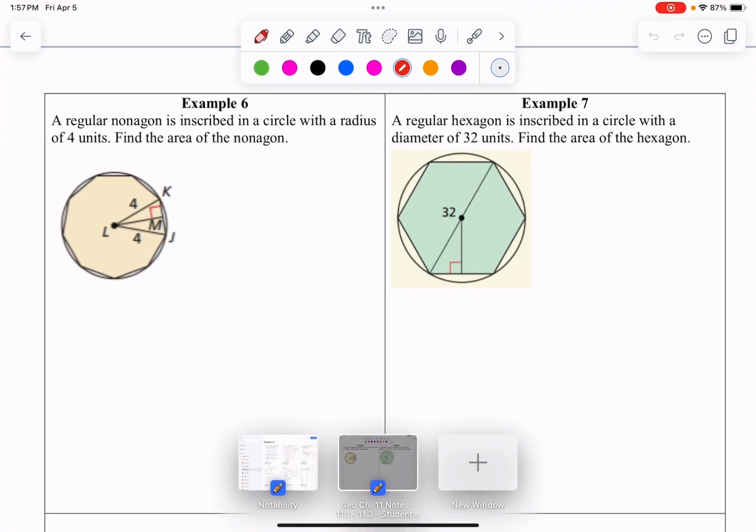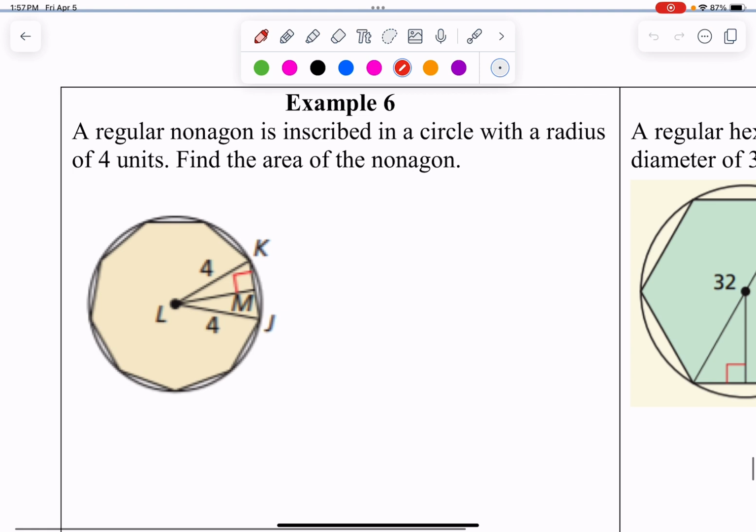Today we want to continue to take a look at the area of a regular polygon. Remember that the formula is 1/2 apothem times perimeter. So looking at example number 6 here, we can see that we have a regular nonagon, which means that we have 9 sides. So I know that my n is equal to 9.